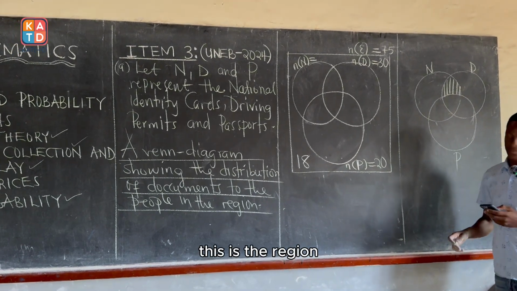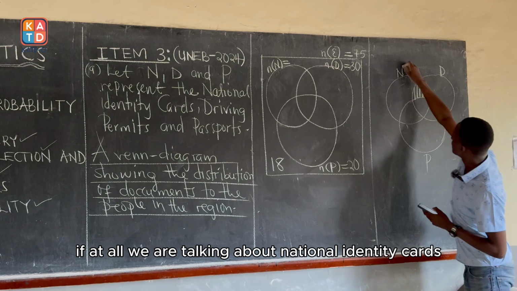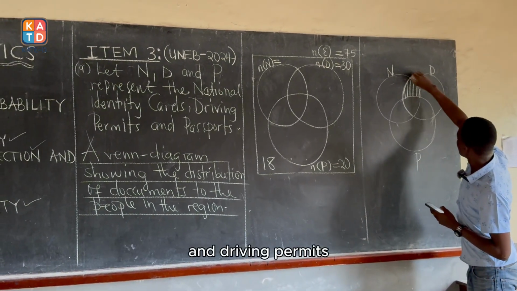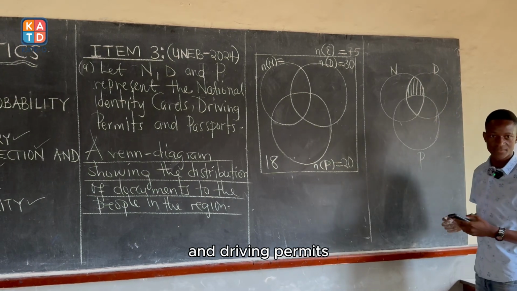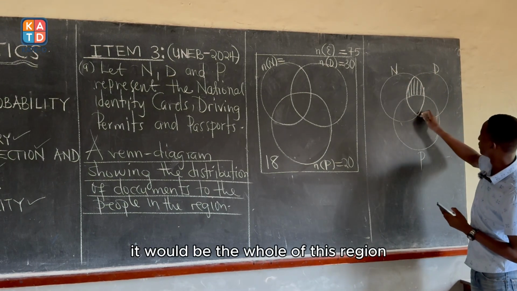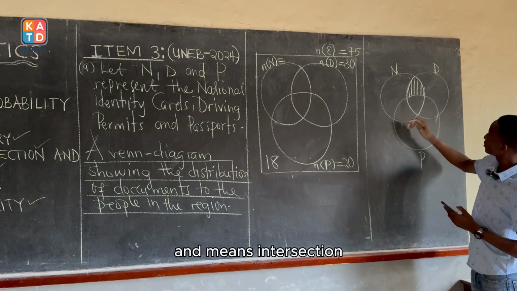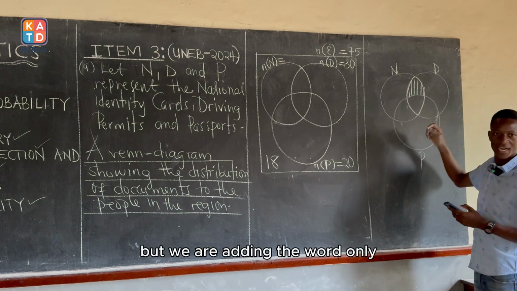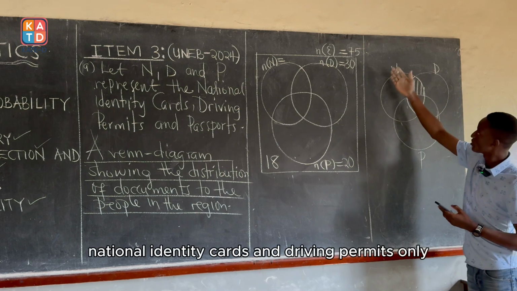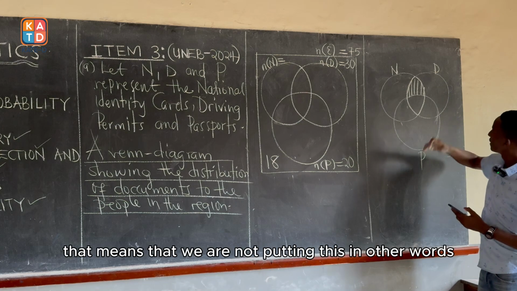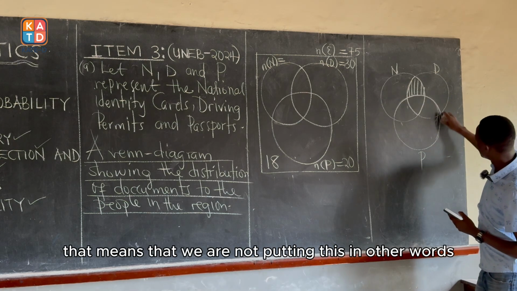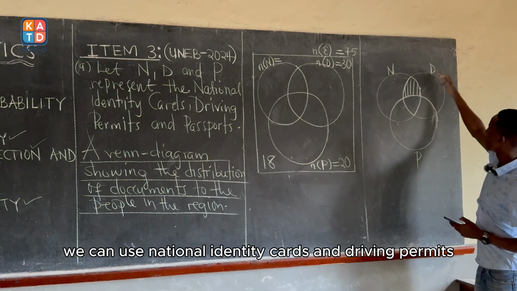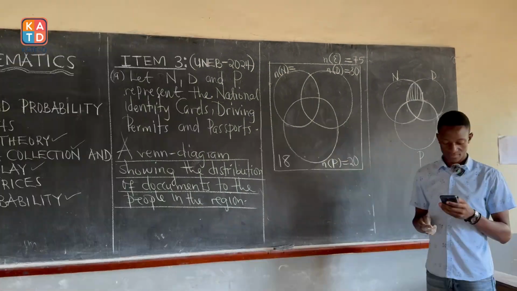This is the region. If at all we are talking about national identity cards and driving permits, it would be the whole of this region. And means intersection. National identity cards and driving permits. But we are adding the word only. National identity cards and driving permits only. That means that we are not putting this. In other words, we can use national identity cards and driving permits, but not passports.